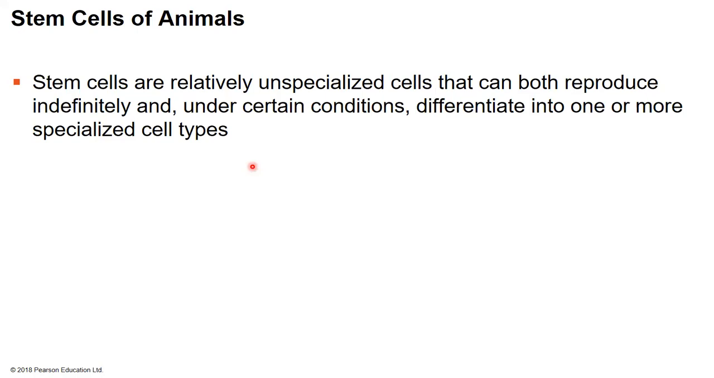The next topic, or the last topic, is about stem cells. These cells are unspecialized, as I told you in the previous lecture. This is the first property. And they can reproduce indefinitely, which means they can divide indefinitely, keep replenishing themselves. And under certain conditions, they can differentiate into one or more specialized cells.